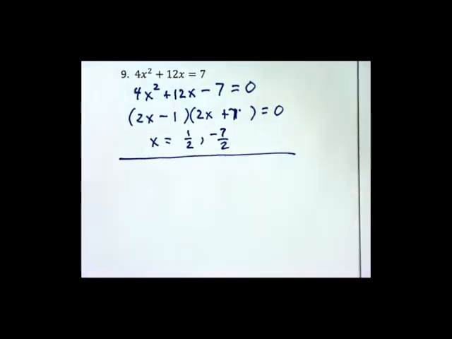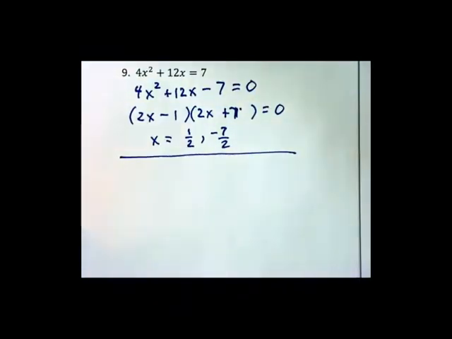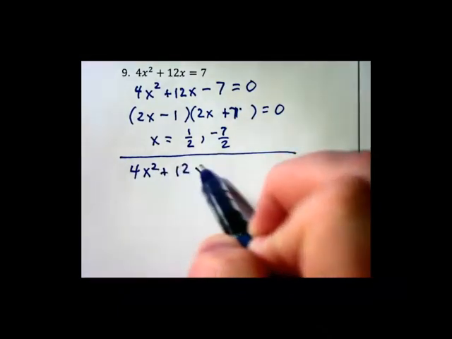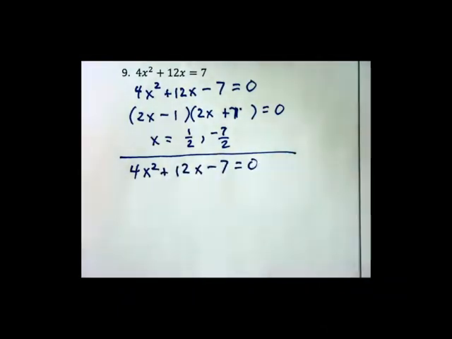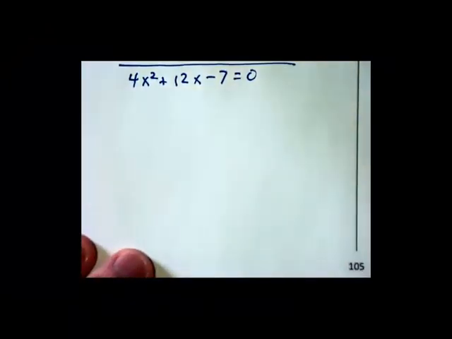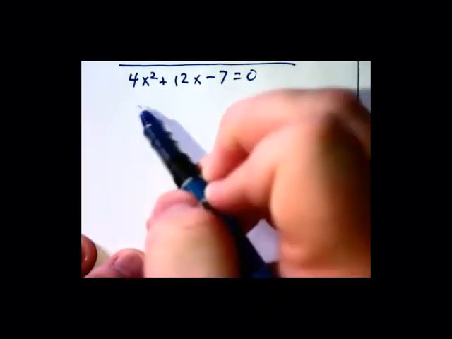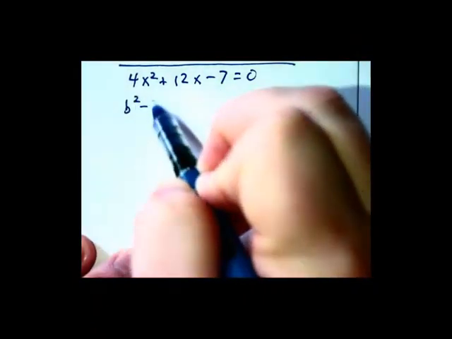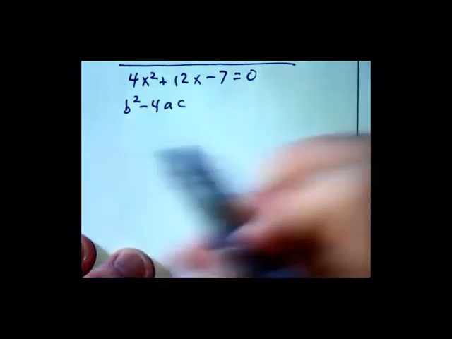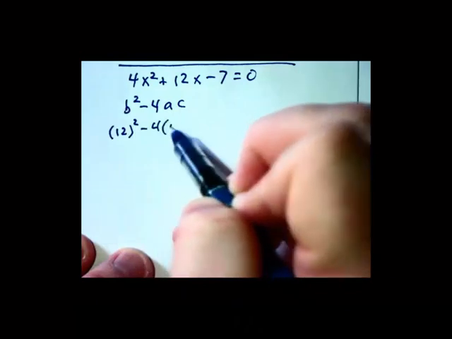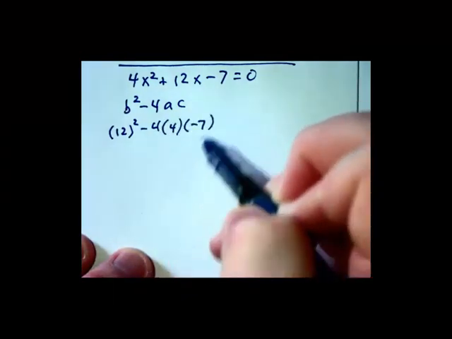Now, let's pretend you didn't see that it factors. I think we'd want to use the quadratic formula also. So I'm going to rewrite the problem here. 4x squared plus 12x minus 7 equals 0. And I'm rewriting it only because I've got limited screen space to write through this video with you. So we're going to have a, b, and c. We're going to start with b squared minus 4ac, the discriminant. That becomes 12 squared minus 4 times negative 7.